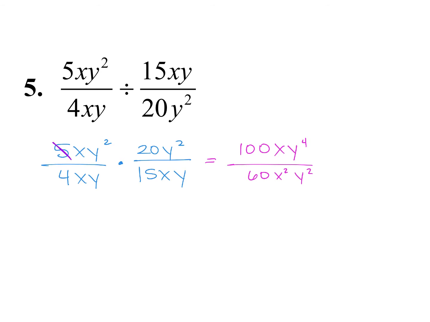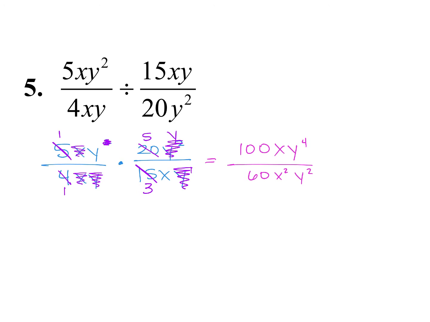I would probably do 5 and 15 is 1 and 3. 20 and 4 is 5 and 1. X over x is going to be 1. Y to the second over y to the first is going to make this y go away, and now this is just going to be y. We're just going to be left with a y right there.